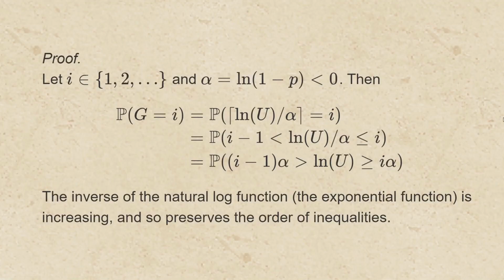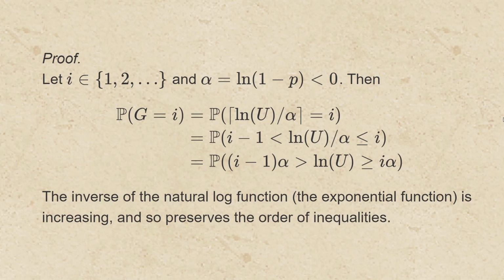The proof works as follows. Let I be a positive integer and alpha equal the natural log of 1 minus p. Because p is a number between 0 and 1, this will be less than 0. Then the probability that G equals I equals the probability that the ceiling of natural log of U over alpha equals I. We can write that as the probability that I minus 1 is strictly less than natural log of U over alpha, which is less than or equal to I.